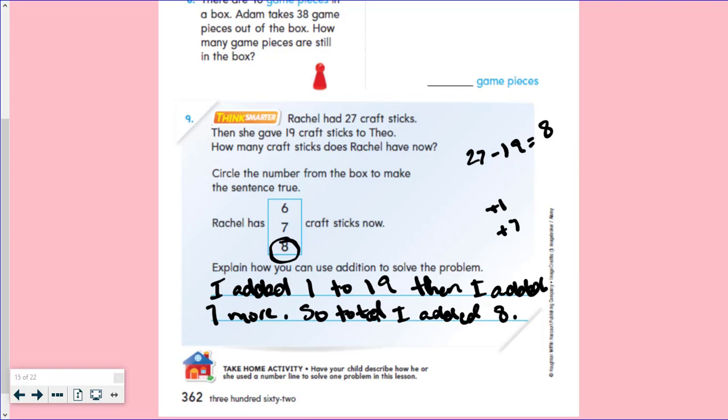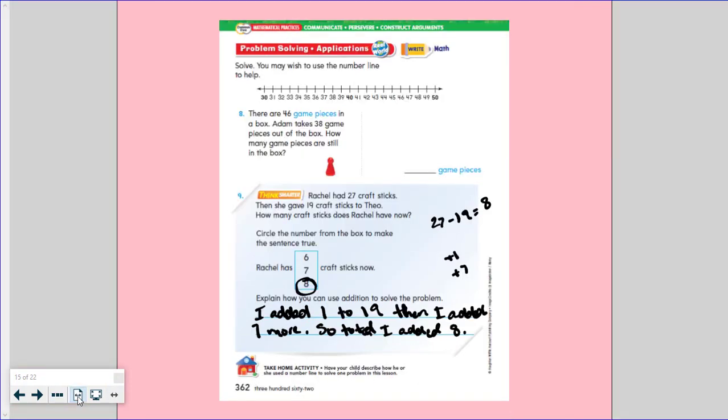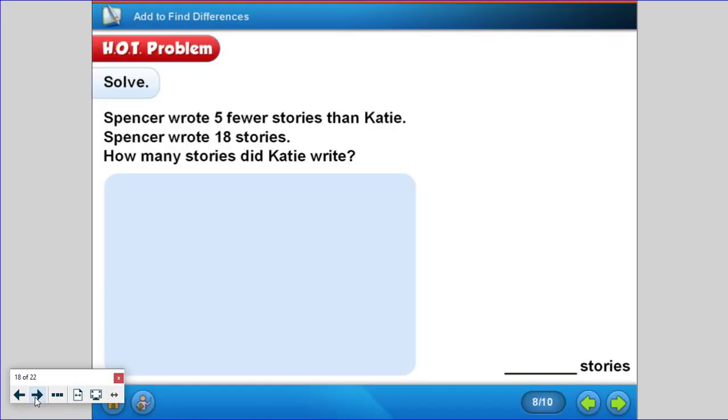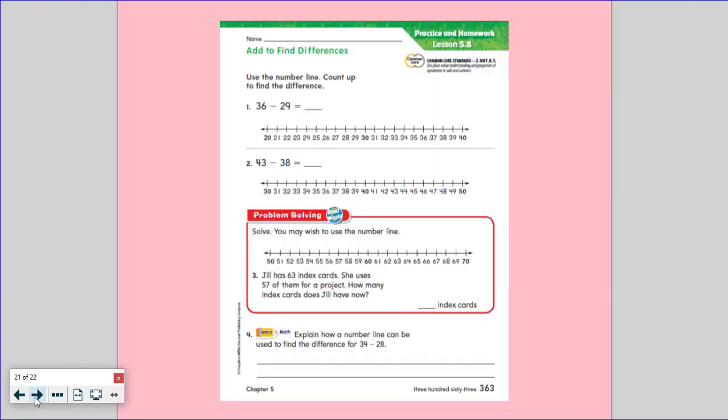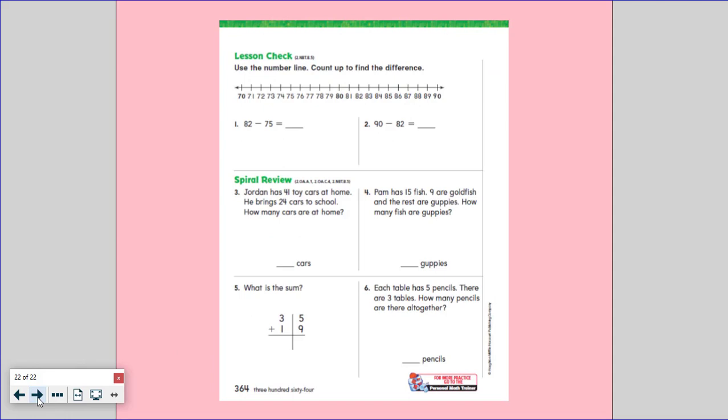All right, now your homework pages. There we go. You're going to do this page, 363. Make sure to show your hops on the number line, right? It says use the number line, so show your hops on there. And you're going to do page 364. Okay, and then make sure to turn those in. Good luck.